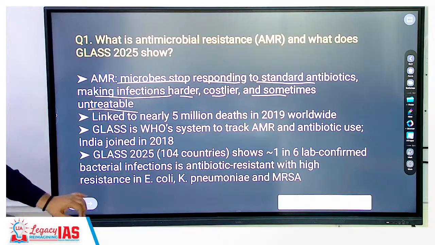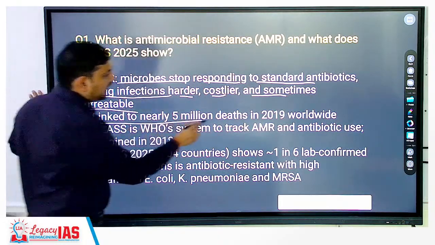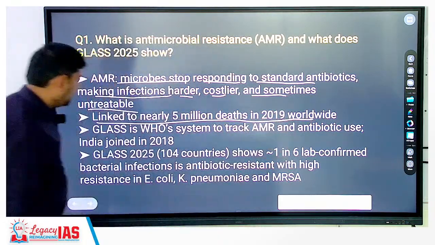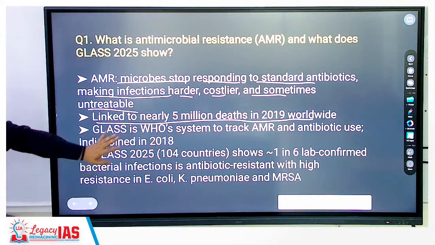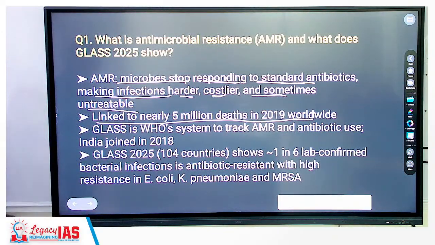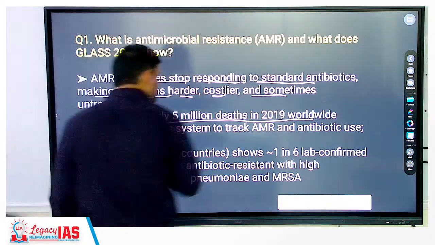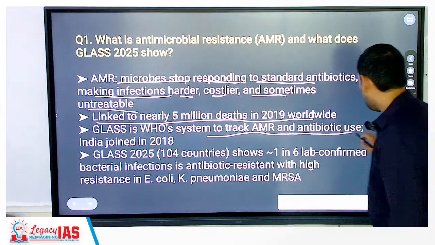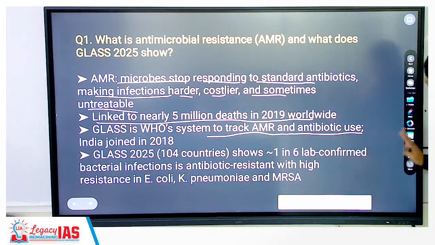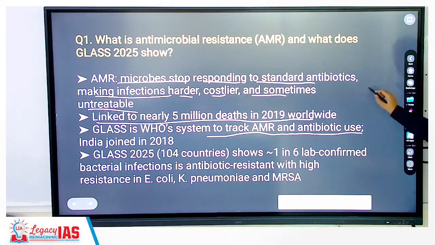Now, this is linked to nearly 5 million deaths in 2019 worldwide. Now, GLASS is a report by WHO. Okay. Now, this tracks AMR and antibiotic use. So there are basically two terms that you will find here, AMR and AMC.